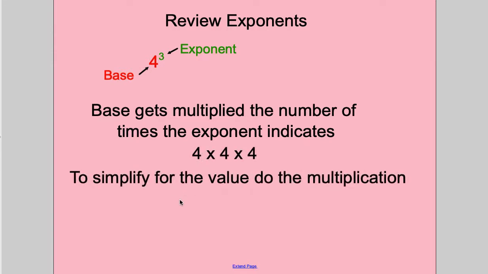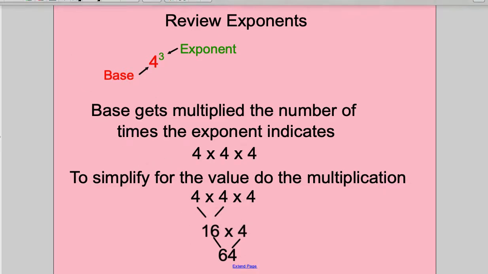All right, to simplify this value, you want to actually do the multiplication. What is 4 times 4 times 4? Well, when you multiply it out, the first two multiplied, 4 times 4 together, you get 16. And then 16 times 4, of course, is 64. So that's how you would simplify 4 to the 3rd power.